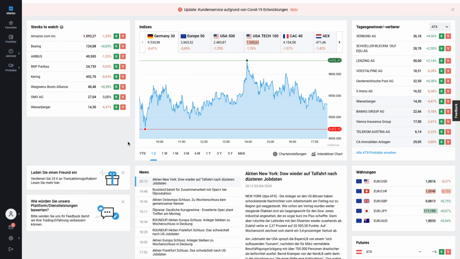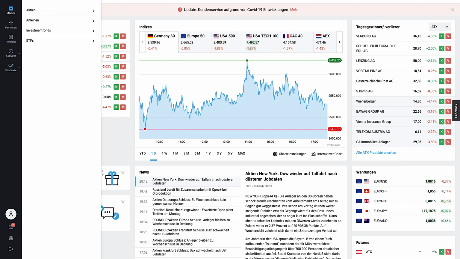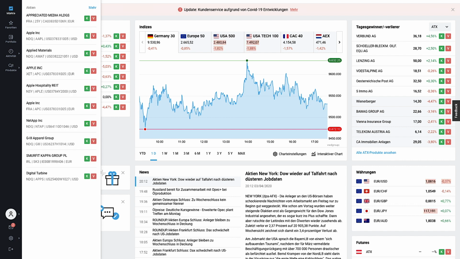Alright, so we're in the trading platform. Most of the platforms will look similar to each other, so it will not be a huge difference. Here we see a general view on the market. Then we have some stocks to watch, some currency information, some futures, some news, so it's more or less the same. And what we're looking for here is a search button or search bar. In this case we have a search bar, and I'm gonna quickly check Apple stock.